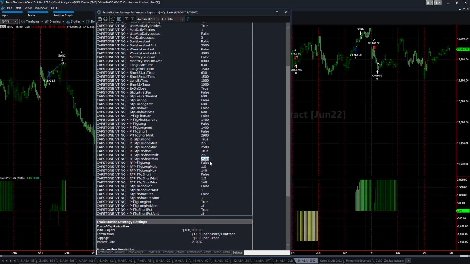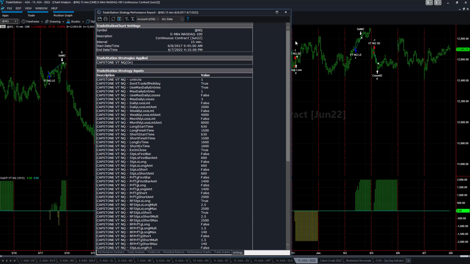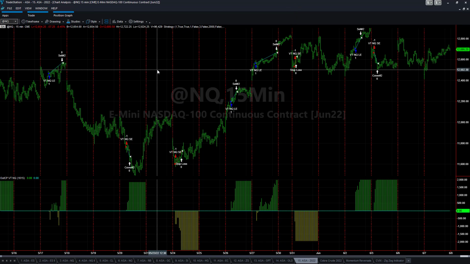And our profit target is set to false for the longs and the shorts. Stop loss percent for the longs and the shorts is set to false. The profit target percent is 0.8 of the closing value of the entry price. So 0.8% of the entry price is where our profit targets are on the long and the short side based on percentage values. Let's look at the data settings.